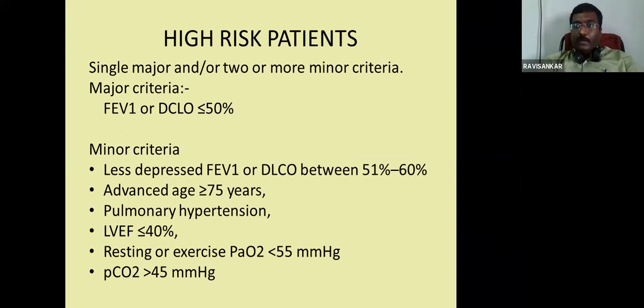So the objective criteria of the high risk patients include the major criteria: when you have a forced expiratory volume at 1 second, or the DLCO, lesser than or equal to 50%, or it is absolutely difficult to operate. Or you have minor criteria. You have either a single major or two or more minor criteria. So these are the patients where it will be very difficult to do a lung surgery. In those patients, this ablation can be attempted.